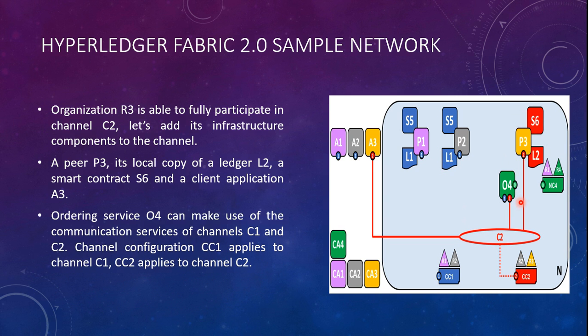So the ordering service O4 can make use of the communication services of channels C1 and C2 both. You can see here channels C1 and C2 both are using the ordering service O4. Channel configuration CC1 applies to channel C1 and CC2 applies to channel C2.